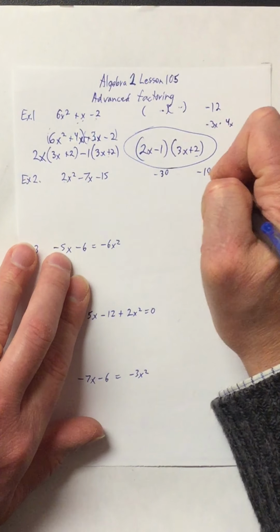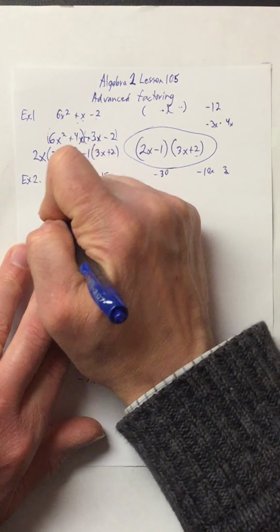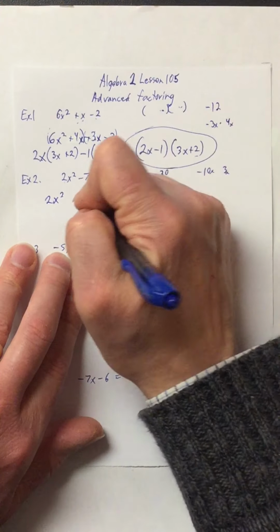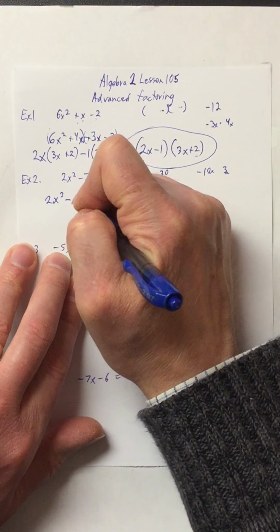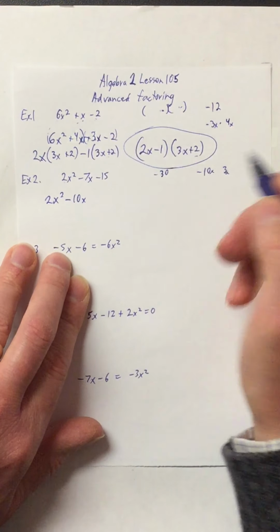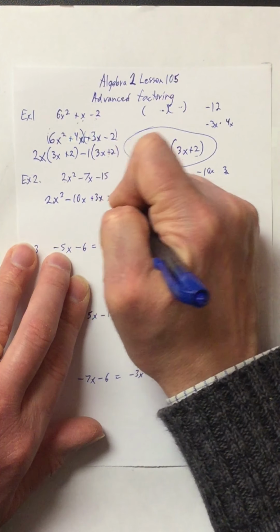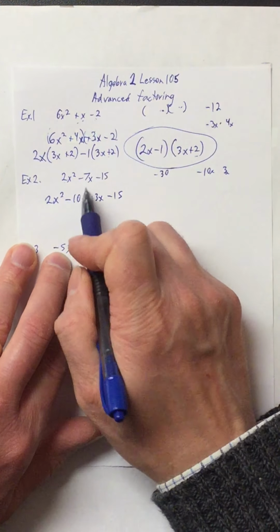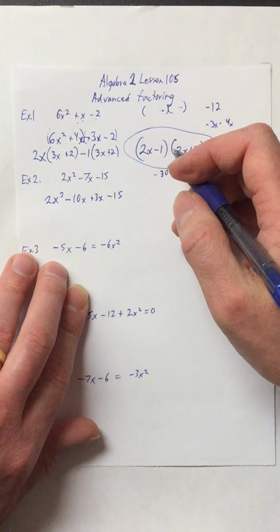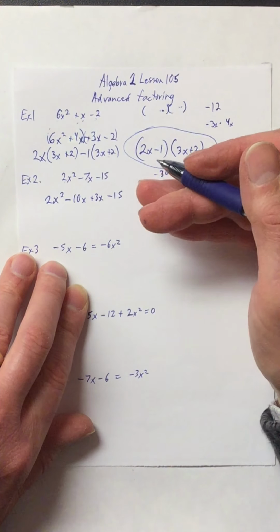So let's write that out as x values. So 2x squared minus 10x, it looks like maybe you always put the larger number first to help yourself out, plus 3x minus 15. Now we can do that because if you add those together, it's the same as negative 7x. Okay, so let's group these now.